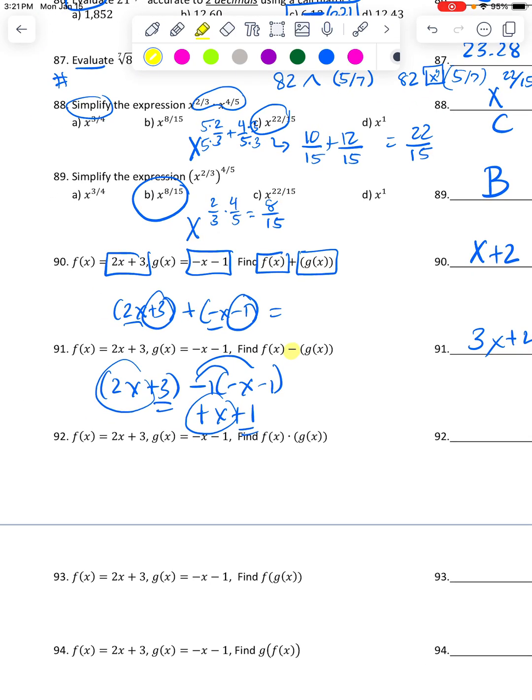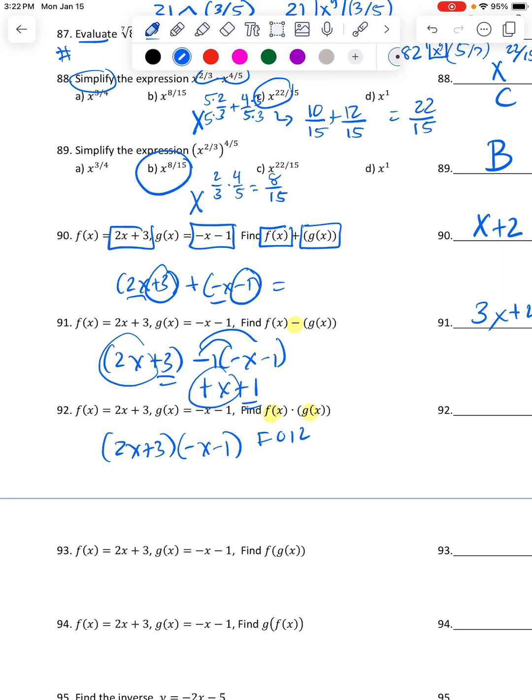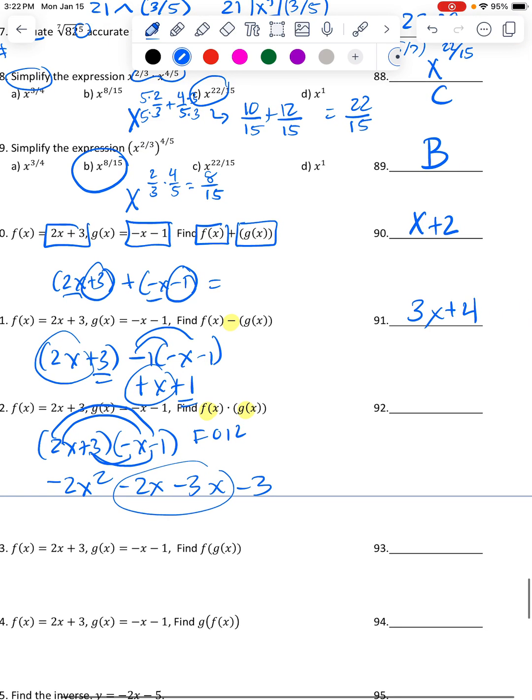So this one, okay, it has an extra set of parentheses that makes it weird. It's asking you to take F times G. So I'm going to take F times G. We did this earlier in the video also because we learned how to manage all these polynomials in an earlier chapter. Now we're just adding in the function notation. This is going to be FOIL. So this is negative 2x squared. Outside is going to be negative 2x. Inside is negative 3x. And last is negative 3. These two are alike and go together. So I have negative 2x squared minus 5x minus 3.